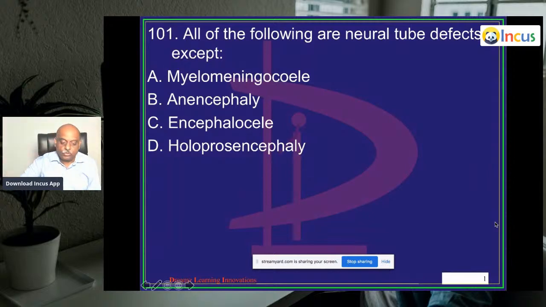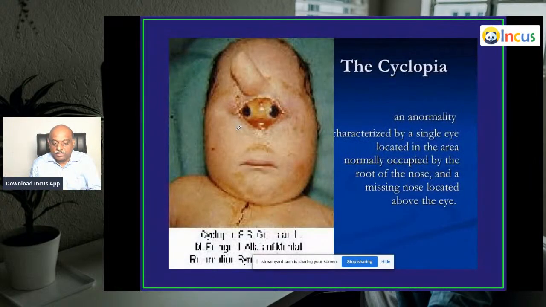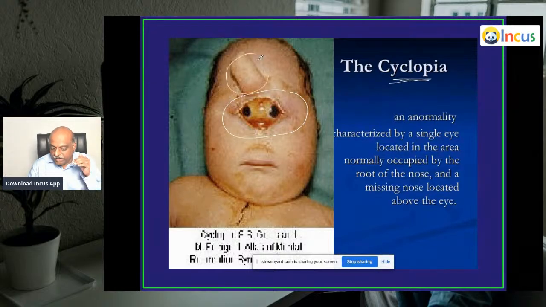These are all the neural tube defects, except which one? So, you need to be very sure that myelomeningocele, anencephaly, encephalocele are all called neural tube defects, not the holoprosencephaly. So what is holoprosencephaly, cyclopia, etc.? Cyclopia is when there is a single eye located in the area which is normally occupied by the nose, and the missing nose is located above the eye.